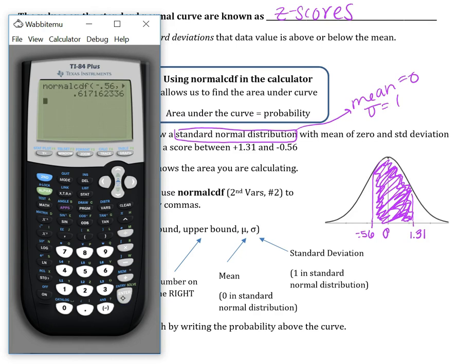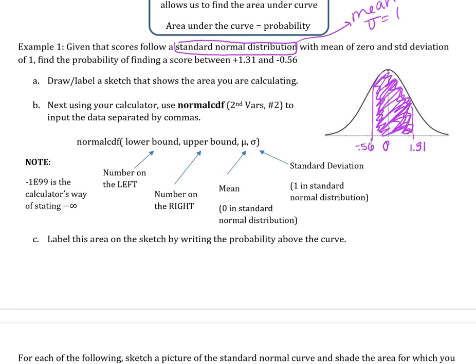So when you guys do these problems, I'm going to go ahead and write down exactly what is written for the normal CDF command, and that's how you show your work. And then I'll write down the decimal answer. So I'm literally writing down normal CDF -0.56, 1.31, 0, 1. And then the decimal I got was 0.6172. Okay, now if it asked for a percent, then I would say about 62%. Like I would give you that rounding direction. But for sake of just stating the probability, 3 or 4 decimals, unless otherwise stated, is sufficient.